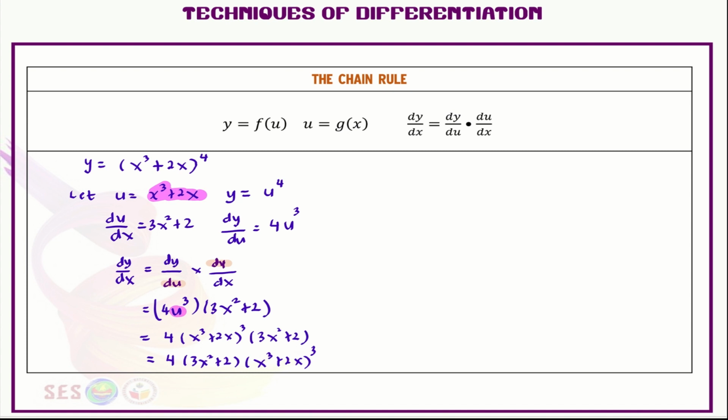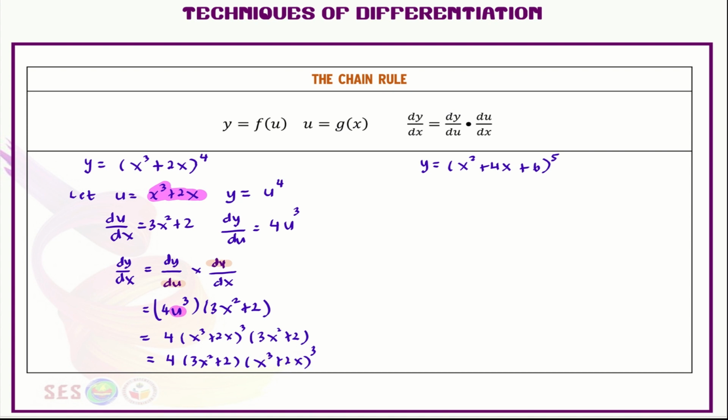So let us try to discuss another example. Suppose that we have this kind of function now. y equals x squared plus 4x plus 6, to the power of 5. Suppose you choose not to use the chain rule, you can try to expand this function 5 times, which can be really challenging. So instead we can use the chain rule.